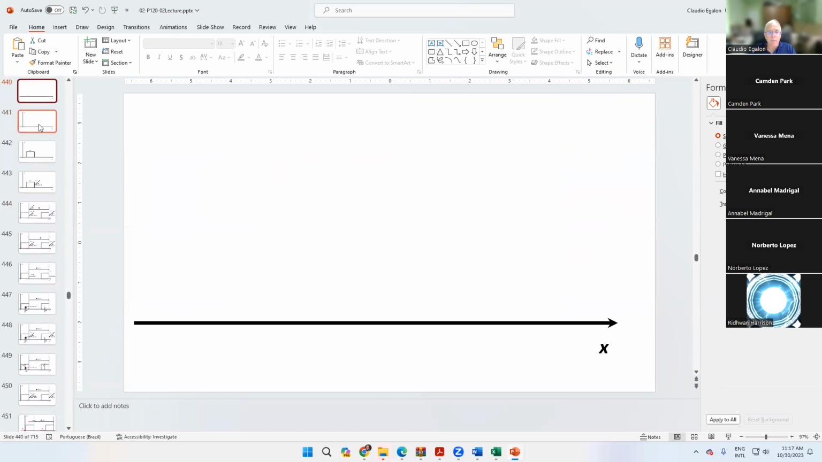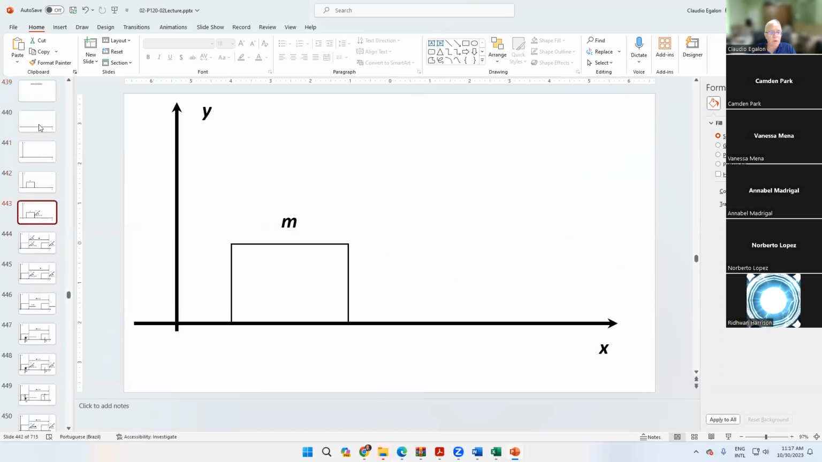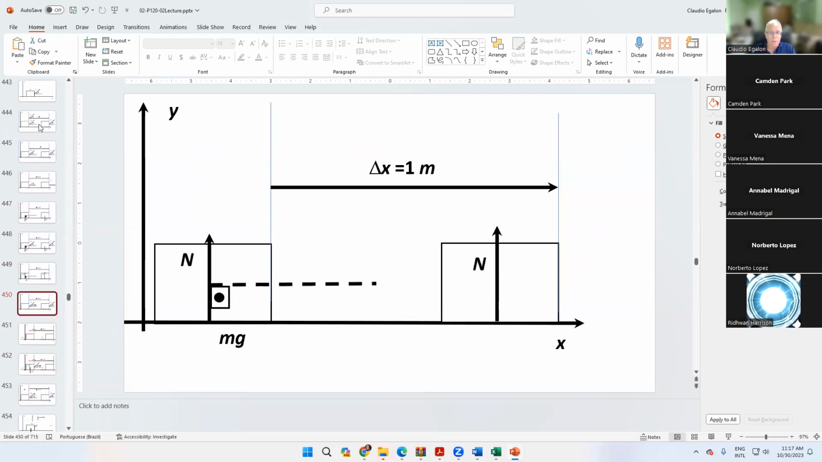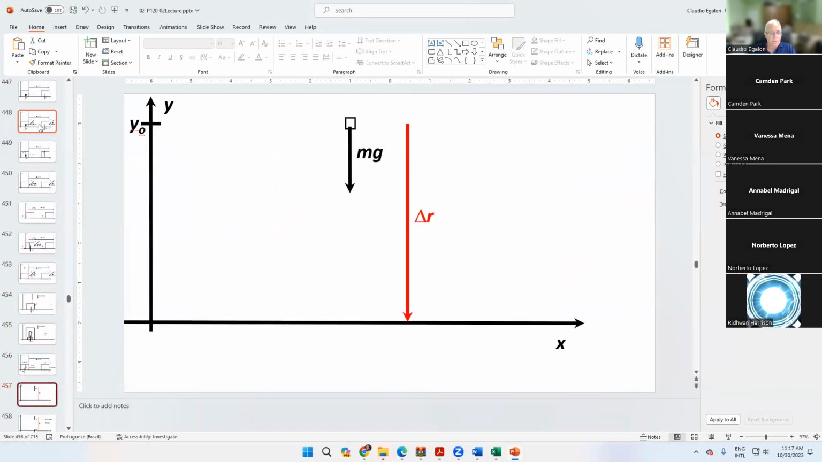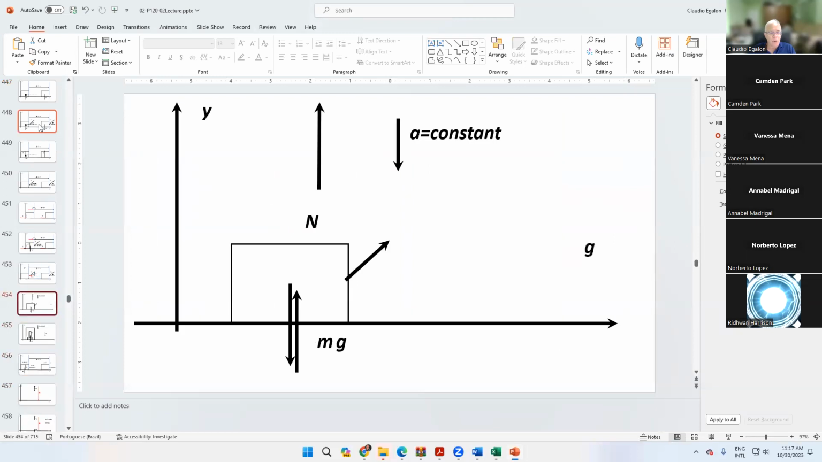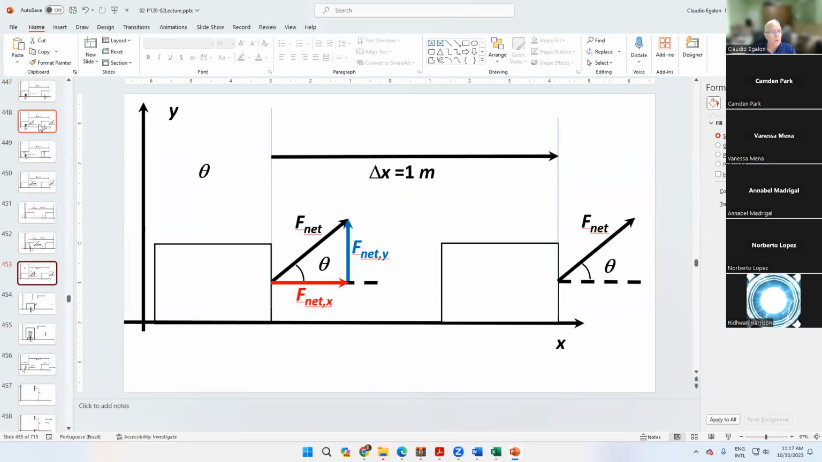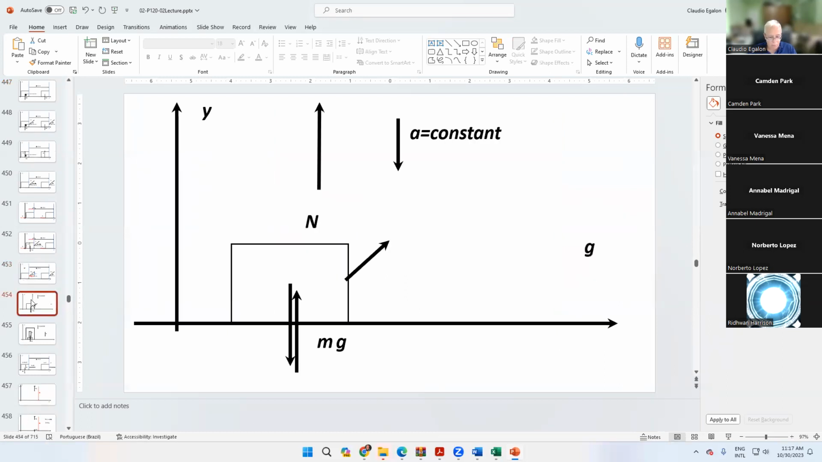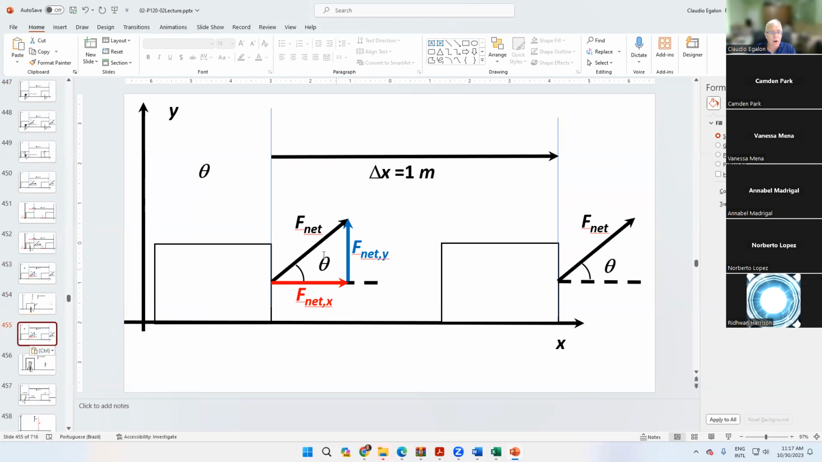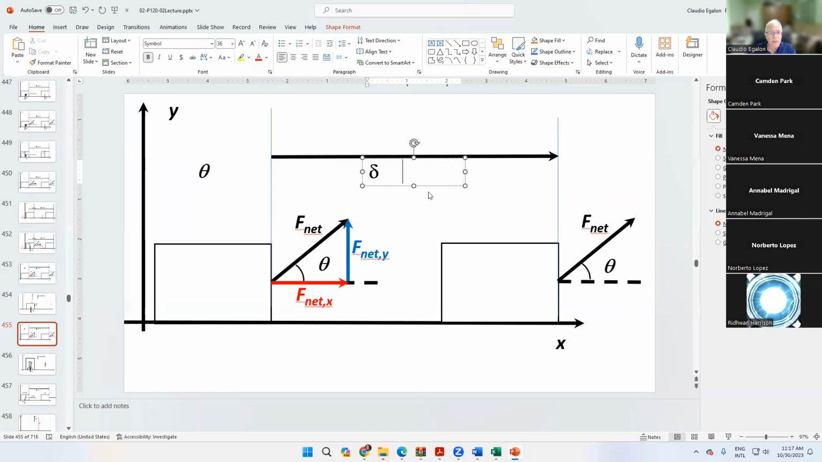Okay, the situation, I'll have to draw it from scratch. I'm going to use this one here instead. Okay, so we have this car. We go the distance d.